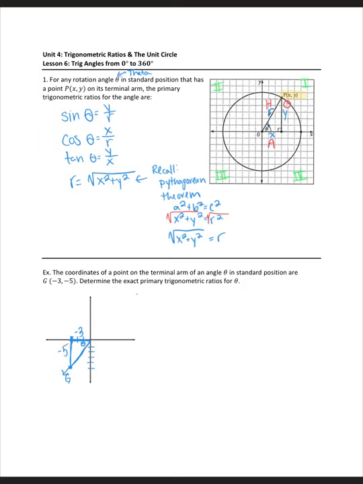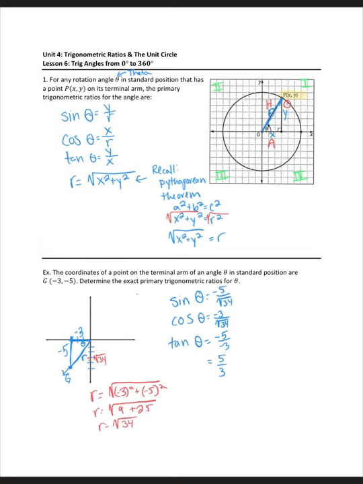It says determine the exact primary trigonometric ratios, so that means we are looking to find sine, cosine, and the tangent of theta. So we first need to figure out, well, what's r? All right, remember, we use r for this because that's basically the radius of this circle. If we were to draw a circle around our Cartesian plane, which we call our unit circle, then that would be represented as the radius. So that's why we represent our hypotenuse with an r. So pause the video and go ahead and figure out what r is, and then identify your sine, cosine, and tangent of that theta.